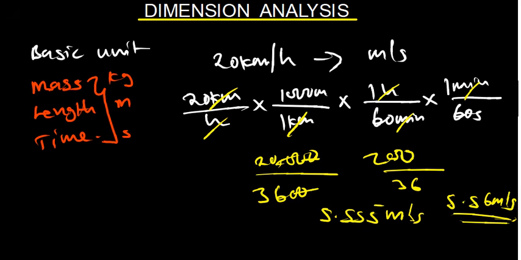So this is how we can use dimension analysis. It helps us to convert units, if you want to come from kilometers per hour to meters per second, or from meters per second to kilometers per hour. Basically, you can change any units using dimension analysis.